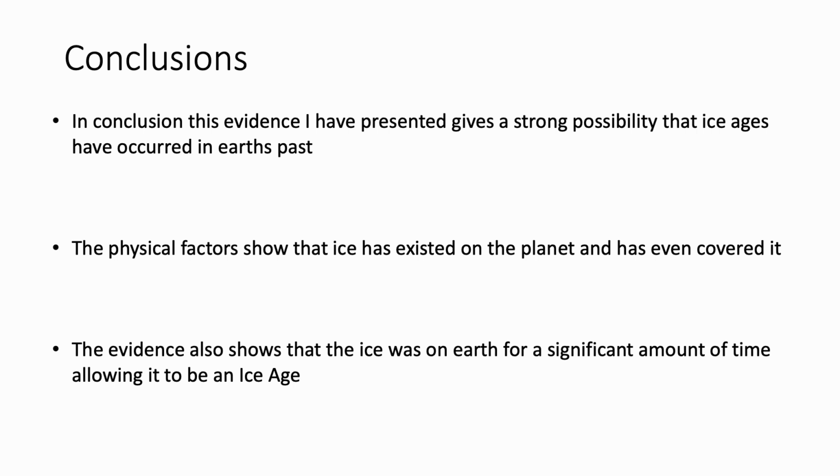The chemical evidence and ice cores can show that ice was around on Earth for a significant amount of time, allowing it to be an ice age. This is because from ice cores you can find the past air temperatures and climates, which show temperature drops, a lack of melting, and therefore a lack of melt layers, and we can show the concentrations of greenhouse gases. All of these can be used to work out the conditions of past environments and how long these conditions lasted, and can be used to show ice ages have occurred.